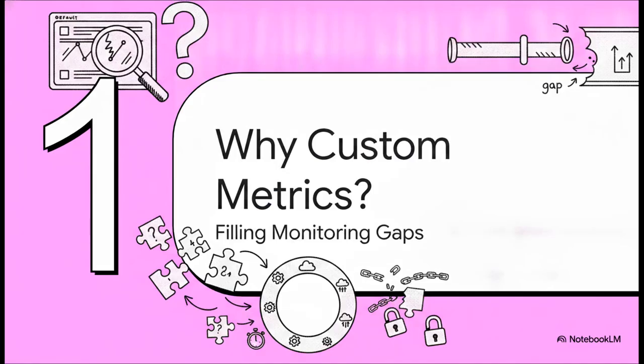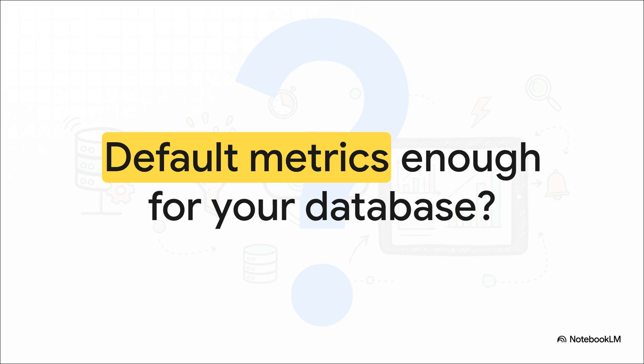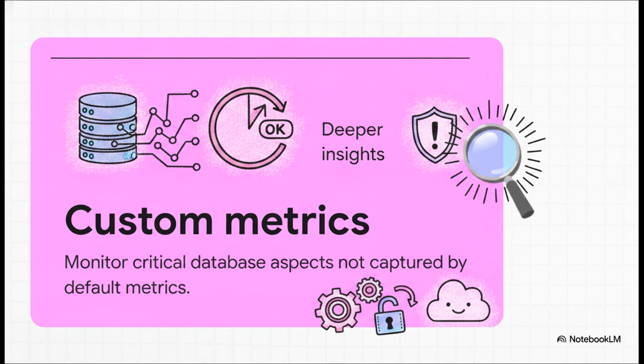All right, Section 1, why use custom metrics? Basically, we need to fill the gaps in our default monitoring. When you're moving heavy, critical workloads over to OCI, you've really got to ask yourself, is the out-of-the-box monitoring actually enough for our day-to-day business needs? Sure, the default CPU, memory, and storage metrics are fantastic for knowing the server is breathing. But if you're running complex enterprise apps or specific overnight batch jobs, those basics don't actually tell you if your business is running smoothly. And that is exactly where custom metrics come into play.